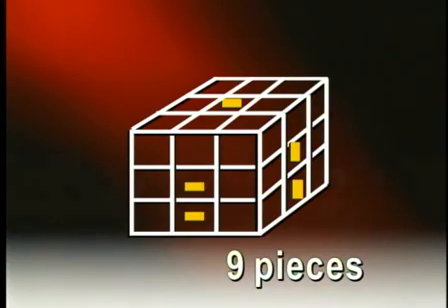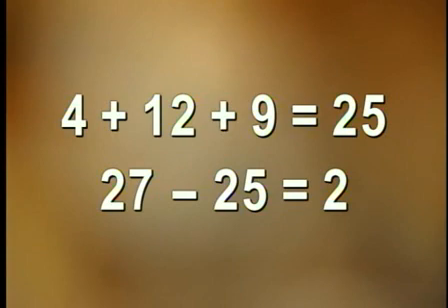So let's see, we had 4 pieces that were frosted on 3 sides, 12 pieces that were frosted on 2 sides, and 9 pieces that were frosted on 1 side. That's a total of 25 pieces. The question now is, where are the missing 2 pieces?